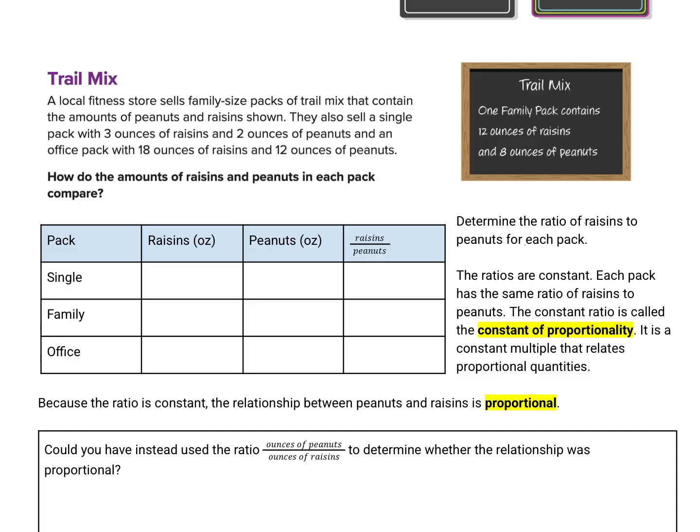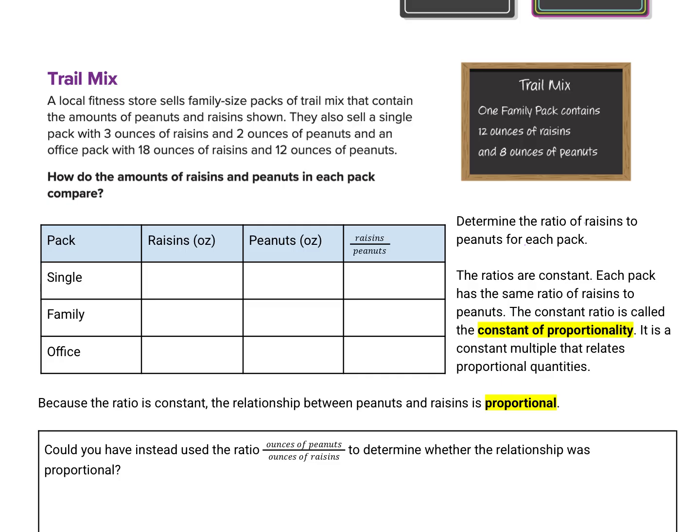All right, down below here for our first example, we are looking at trail mix. It says a local fitness store sells family-sized packs of trail mix that contain the amount of peanuts and raisins shown. They also sell a single pack with 3 ounces of raisins and 2 ounces of peanuts, and an office pack with 18 ounces of raisins and 12 ounces of peanuts. So our big question that we need to figure out is how do the amounts of raisins and peanuts in each pack compare?